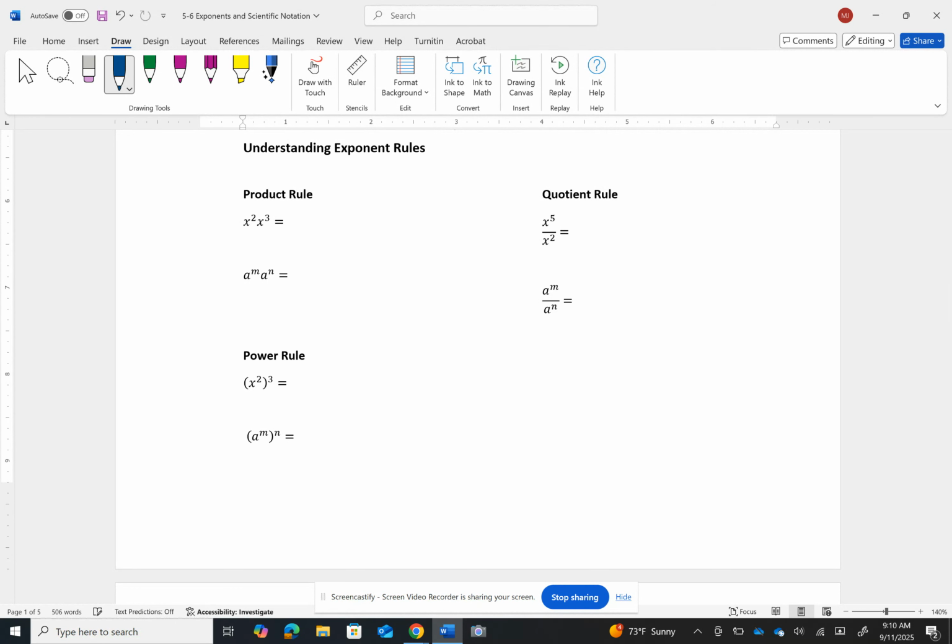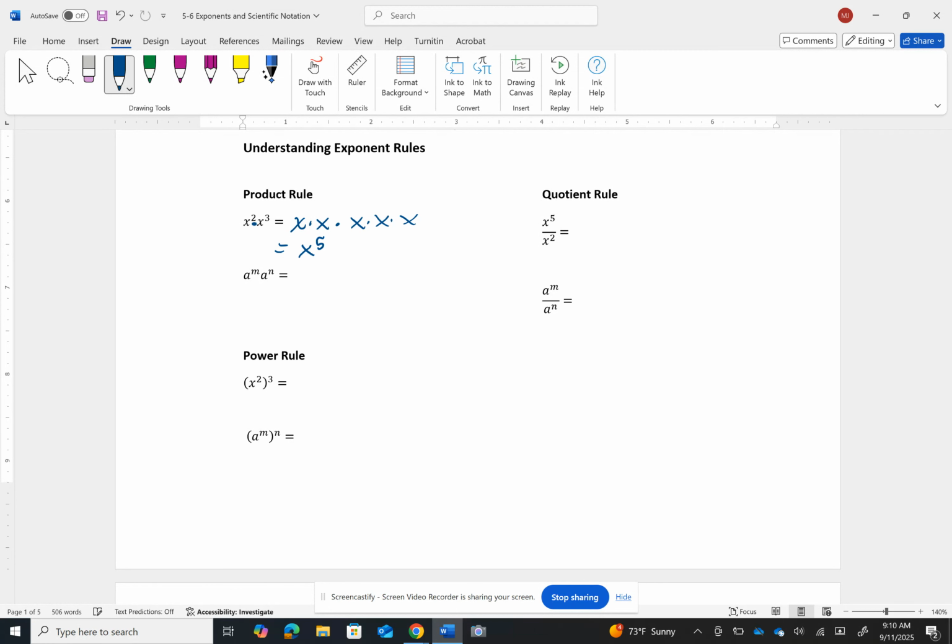If we were to multiply x to the second times x to the third, to simplify it: x to the second we know means x times x. X to the third means x times itself 3 times. So if we were multiplying all of that, we'd get x to the 5th power.